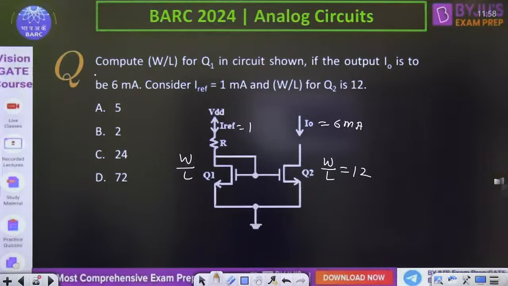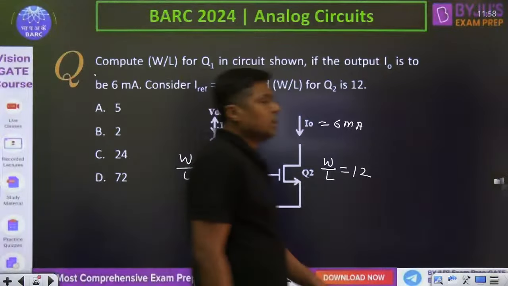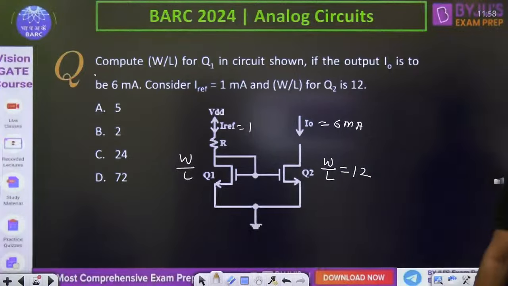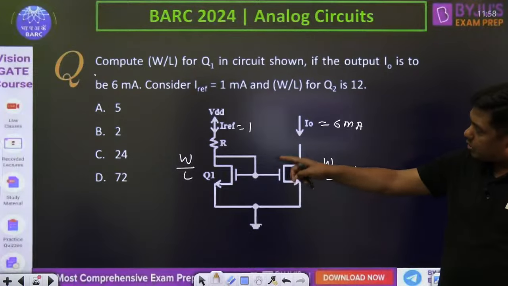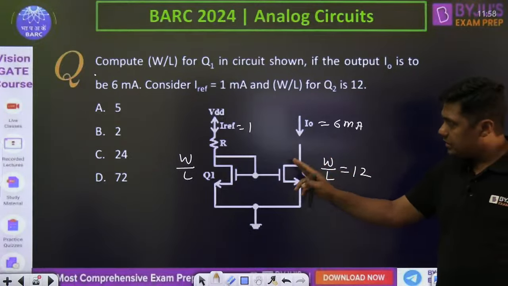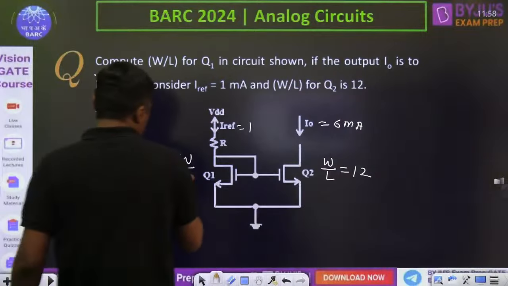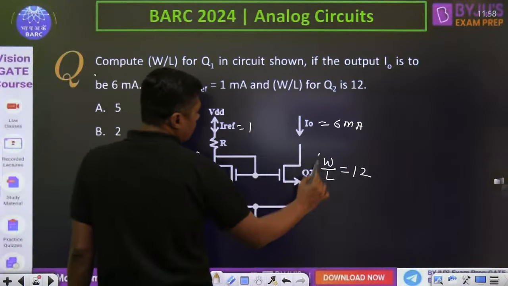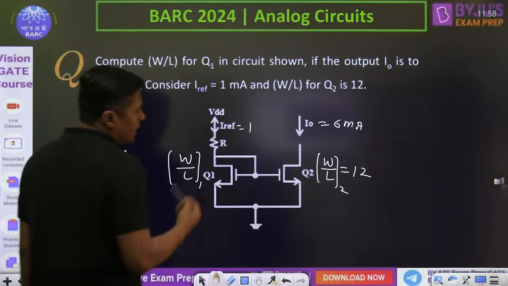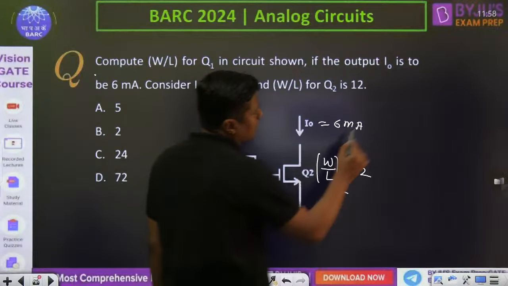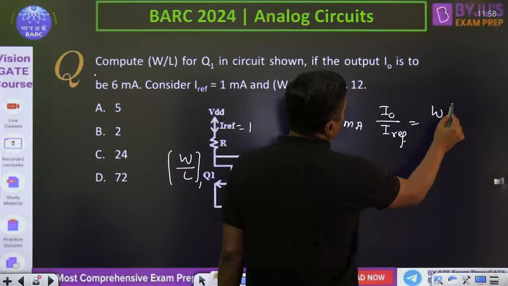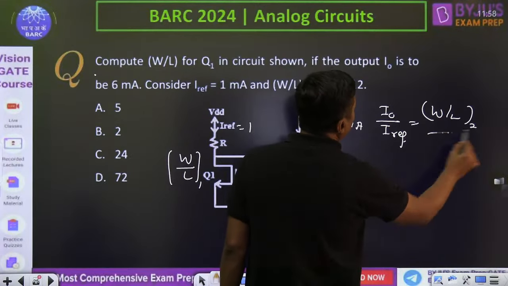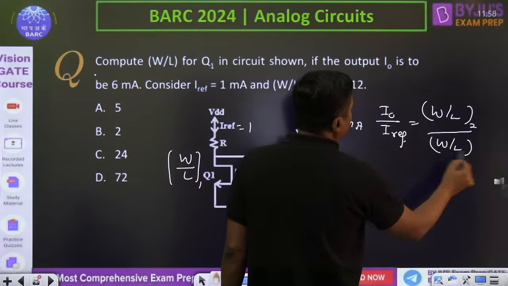दिस इज अ करंट मिरर सर्किट बाय यूजिंग द MOSFET. देखो यहां पर ये दोनों करंट मिरर बना रहे हैं, दे आर फॉर्मिंग द करंट मिरर. और जो I0 एंड ये, दिस इज द Q1 एंड दैट इज द Q2. दिस इज द रेशियो ऑफ द Q1, दैट इज द रेशियो ऑफ द Q2. तो व्हाट इज द I0 अपॉन I रेफरेंस? I0 upon I reference is equal to W/L of 2 upon W/L of 1, because the current is directly proportional.